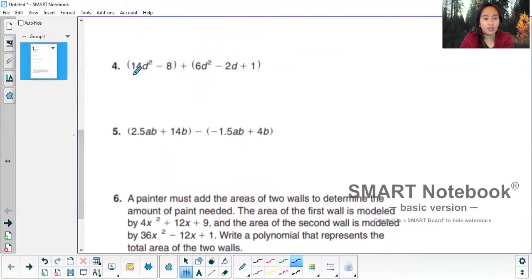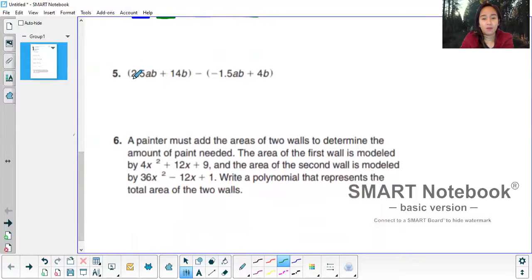For number 4, you have there d squared, and we have no other d squared. That's just d, so you cannot combine that. So 14 plus 6 is what? Then you write d squared. For the other one, you don't have any other term which has a d, that means you just copy that minus 2d. And then you solve the whole numbers: negative 8 plus 1. What's that? Again, negative 8 plus 1.